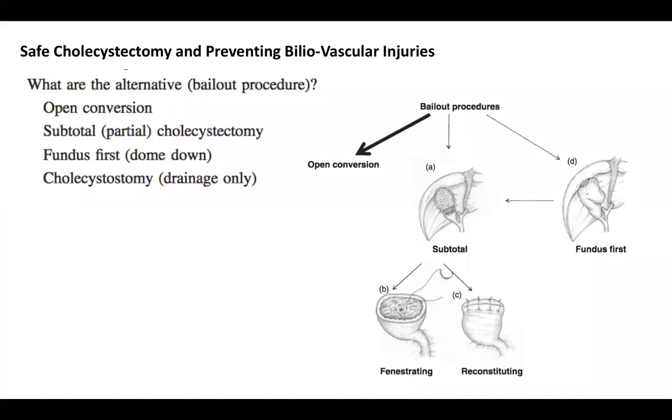One is the fenestrating, where you close the cystic duct opening from inside. Other is a reconstituting, where you just close the gallbladder stump. The advantage of the fenestrating is that it prevents residual or recurrent gallbladder stones in the remnant. Reconstituting has a higher risk of this. Alternatively, you can do a fundus first approach, or you can do an intraoperative cholecystostomy.